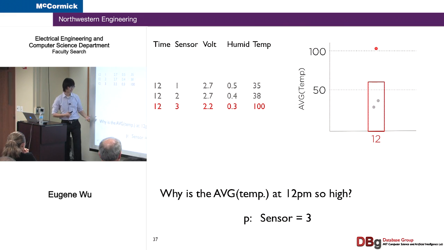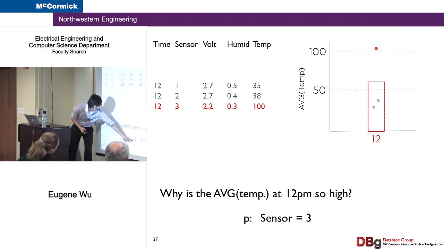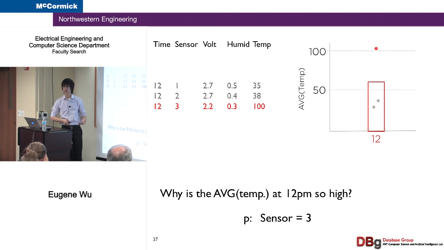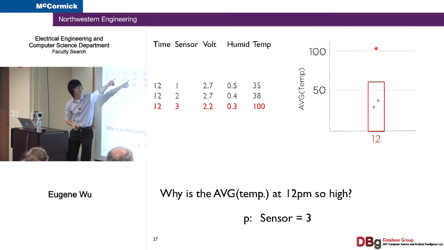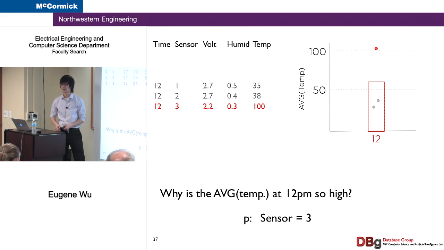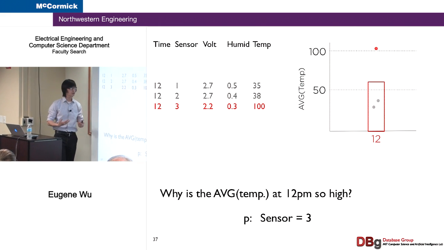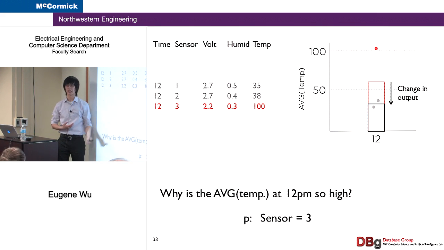So the user has come to us and said the average temperature is too high. What is the score if we consider the predicate sensor equals 3? Here I've labeled in red the records as well as the point that correspond with the sensor readings that match this predicate. Intuitively, if we remove sensor 3's reading, that will cause a change in the output, from the red bar to the black bar.